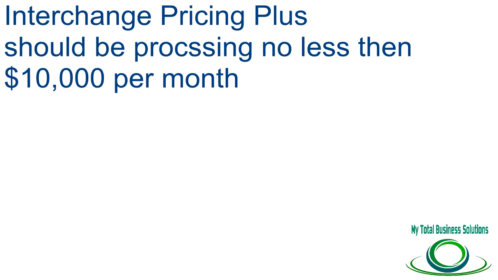Here's another quick tip for businesses, especially if you're processing anywhere between $5,000 to $7,000 per month in volume, and you're still seeing a monthly minimum. Odds are you're under what's called interchange pricing plus, which means you're under the wrong pricing model for the particular amount of processing you're doing per month. Businesses who are on interchange pricing plus should be doing no less than $10,000 per month in transactions. So if you're doing above $5,000 in transactions per month and you're still seeing a monthly minimum, it's time to take a look at your processing and make the proper changes.